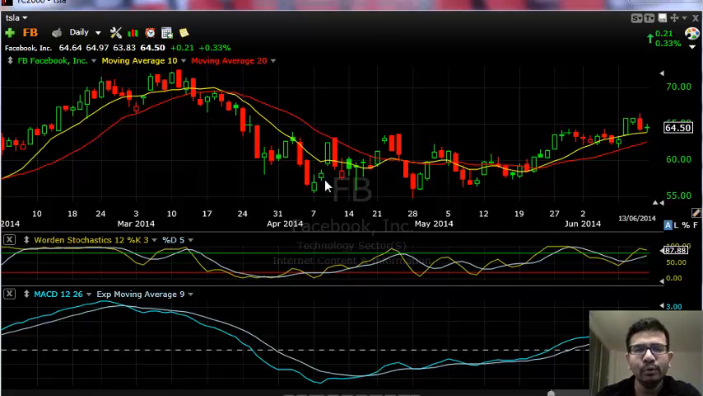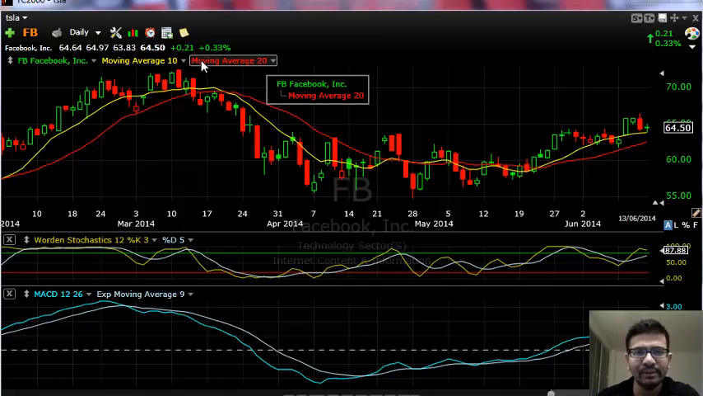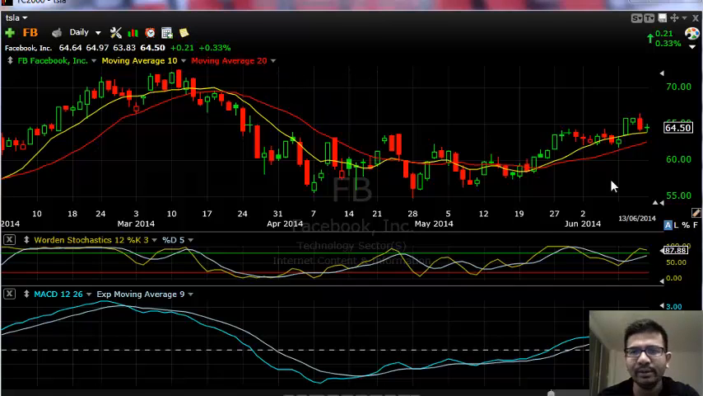So we are going to go through a few setups here. Okay, so Facebook is one of them. If you look at Facebook, I just pulled out the Facebook chart here. The lines you're seeing here are the moving averages. The yellow one is the 10-day moving average, and the red one is the 20 moving average here.